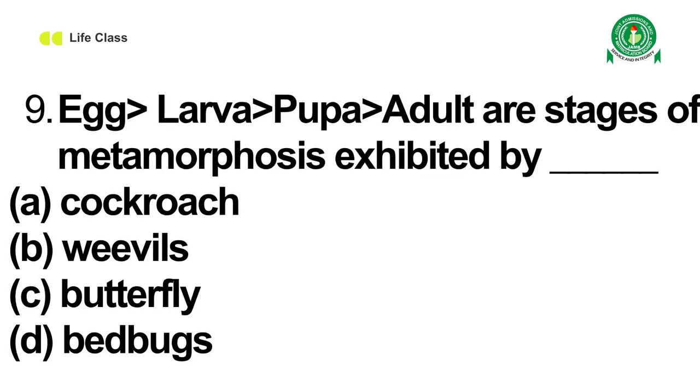Egg to larva to pupa to adult are stages of metamorphosis exhibited by A. Cockroach, B. Weevils, C. Butterfly, D. Bedbug. So the correct answer here is C. Butterfly, because it exhibits complete metamorphosis. It has the 4 stages of development.